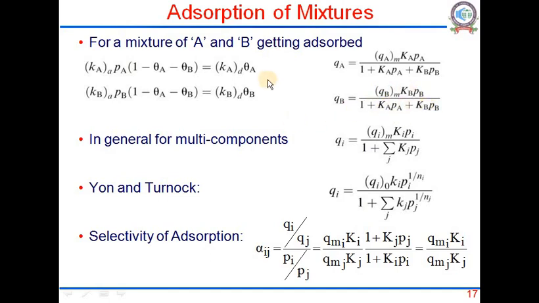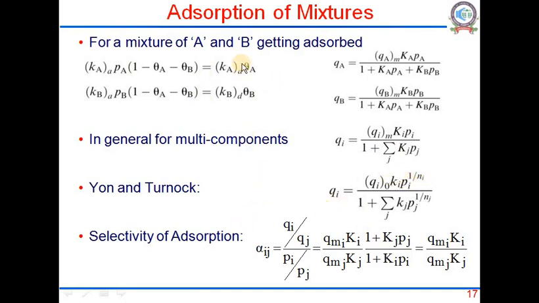So in general, if you have multiple components, you can write this denominator as a summation of the different K's and the corresponding pressures. Sometimes this is modified to account for non-Langmuir kinds of adsorption. You will see that you will have P raised to 1 by n, and this n is also a parameter depending on the type of adsorbent.